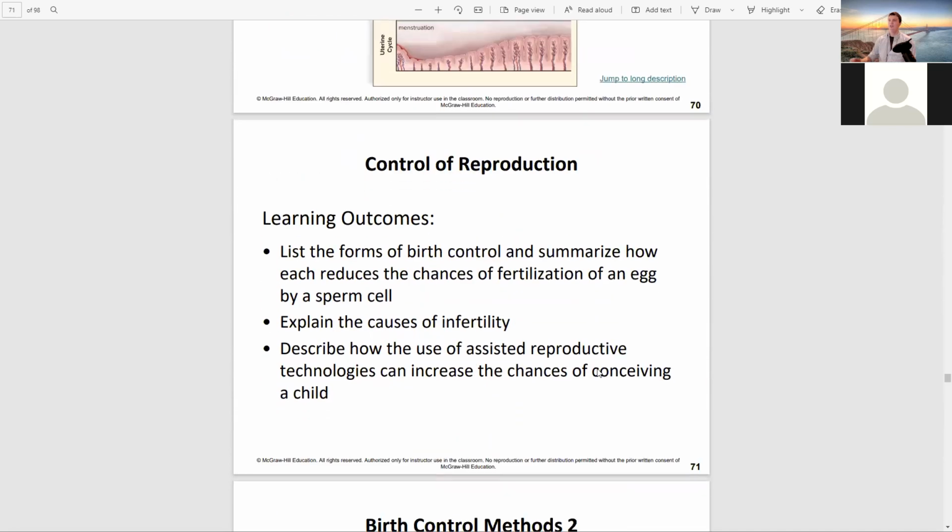So control of reproduction. The learning outcomes are to list the forms of birth control and summarize how each reduces the chances of fertilization of an egg by a sperm cell. Explain the causes of infertility. Describe how the use of assisted reproductive technologies can increase the chances of conceiving a child.